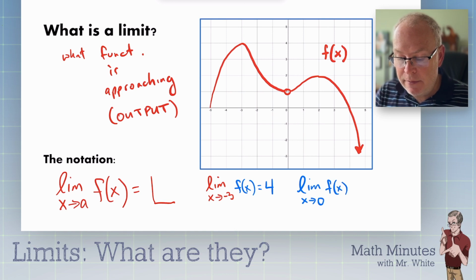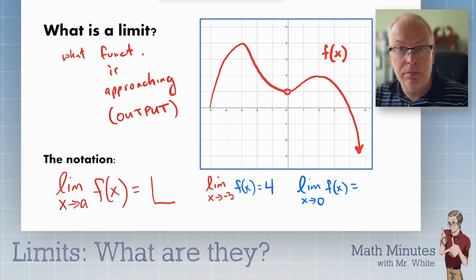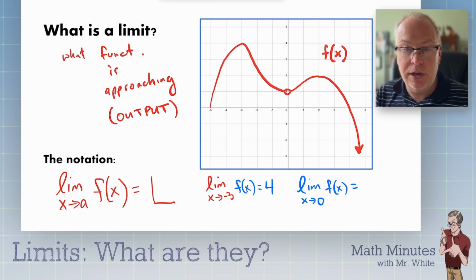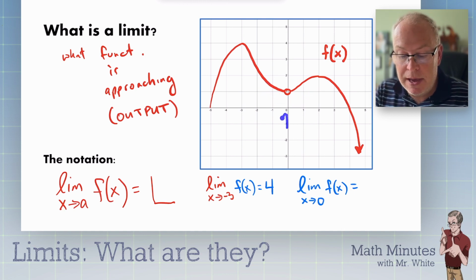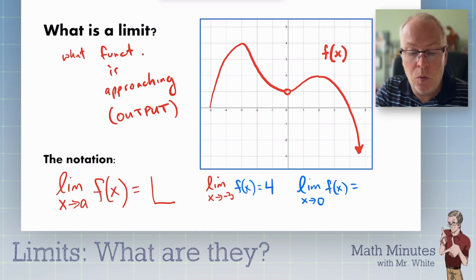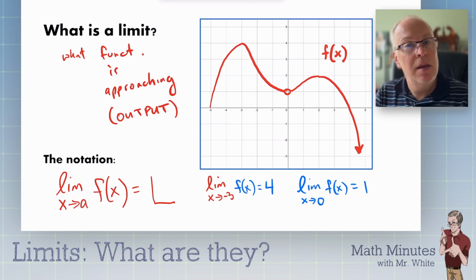I do have to write f of x each time, by the way, to state which function I'm looking at. I've only got one function here, but who knows, you could have two. So what were we approaching as x approached 0? As x approached 0, this function was heading toward y equals 1. So answers to limits are called values, and they are y values. Hopefully, I've said that enough that you will remember that fact.